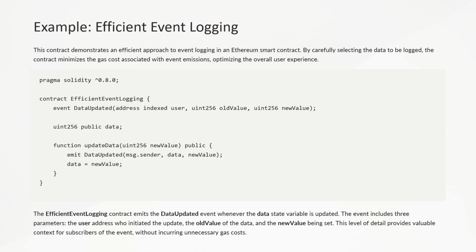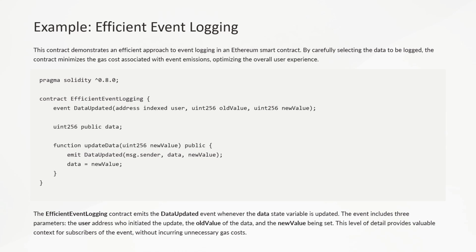The updateData function is a public function that allows the update of the data state variable. Within the function, the DataUpdated event is emitted using the emit keyword, capturing three parameters: msg.sender, the address of the user initiating the update; data, which is the old value of the data being updated; and newValue, which is the new value being set for the data. Subsequently, the data state variable is updated to the new value provided.